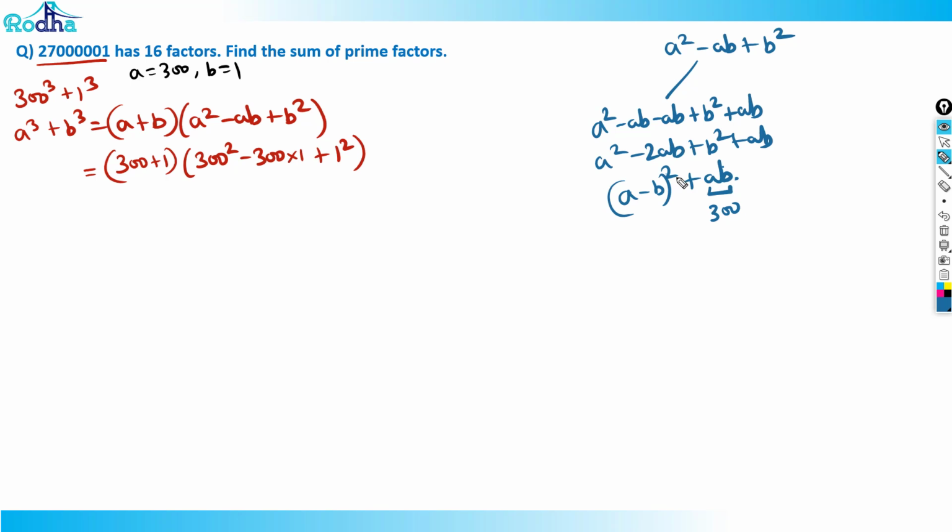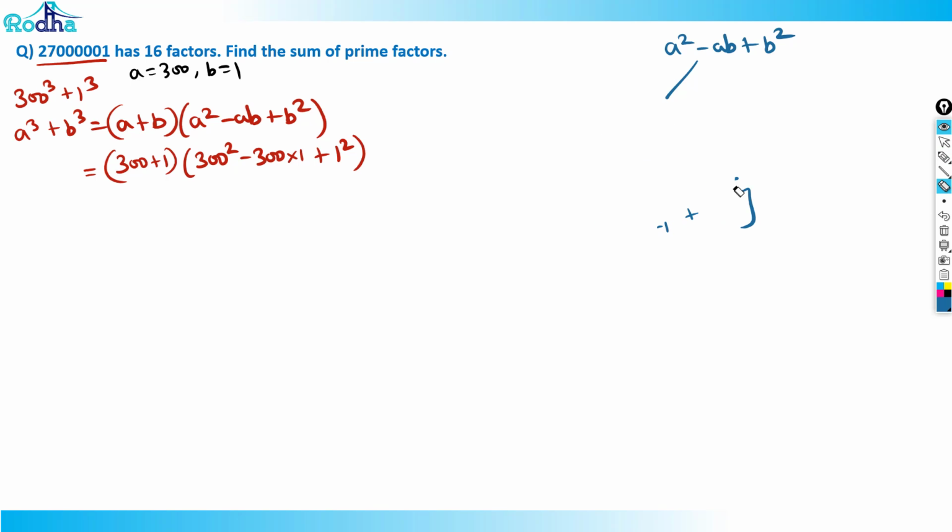So now you won't be able to move forward. 300 minus 1 whole square plus 300, and now you can't further factorize it actually. So it creates a kind of lock situation. The other way to do it is to think in terms of plus ab square. So what I'll do here, in fact, I'll just take this minus 2ab, I'll add 3ab and I'll subtract 3ab here.